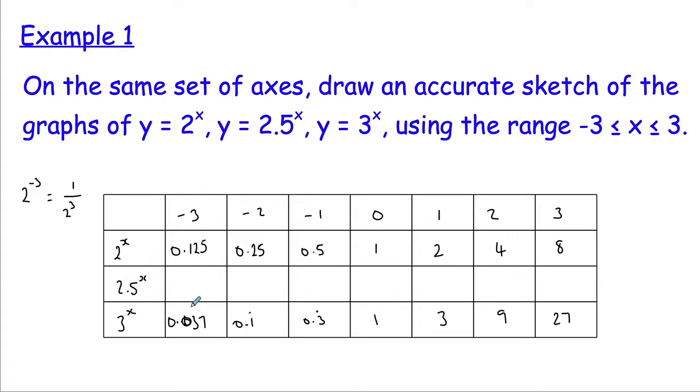Okay, 2.5 to the -3 is 0.064. 2.5 to the power of -2 is 0.16. This is 0.4. This is 1. 2.5. 6.25. And 15.625.